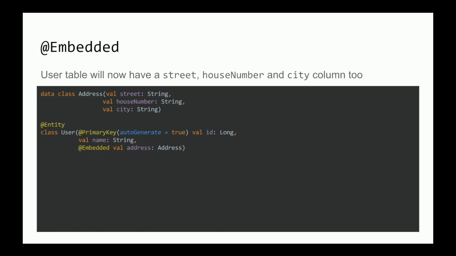And what's also cool about it is that if this address or some other object also has an embedded annotation, it just drills down basically. So all these columns of all the embedded objects will then be flattened down onto the user table. I think that's pretty powerful.